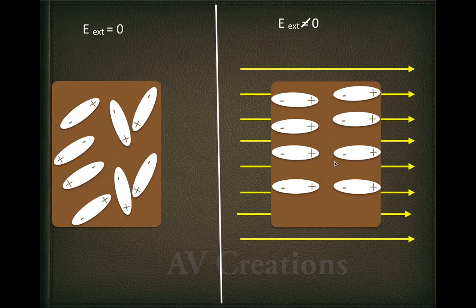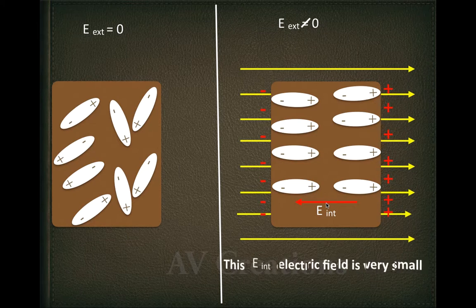Dipole moment per unit volume is known as polarization. There will be a dipole moment, there will be polarization, and the dipole moment per unit volume is known as polarization. So this side will be positive and this side will be negative, and there will be an internal electric field from positive to negative. This is the main property of a dielectric. This internal electric field is not going to cancel the external electric field because it is very small.